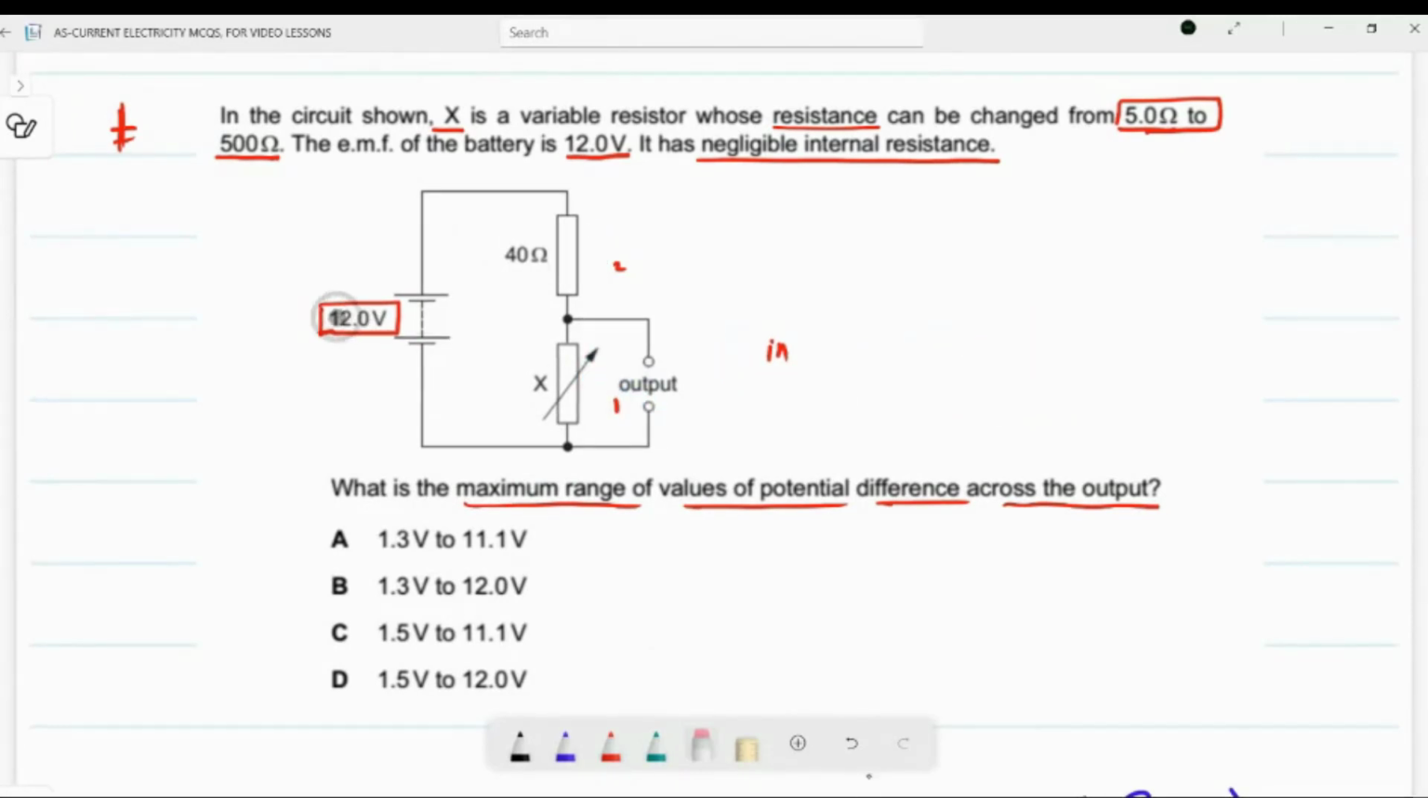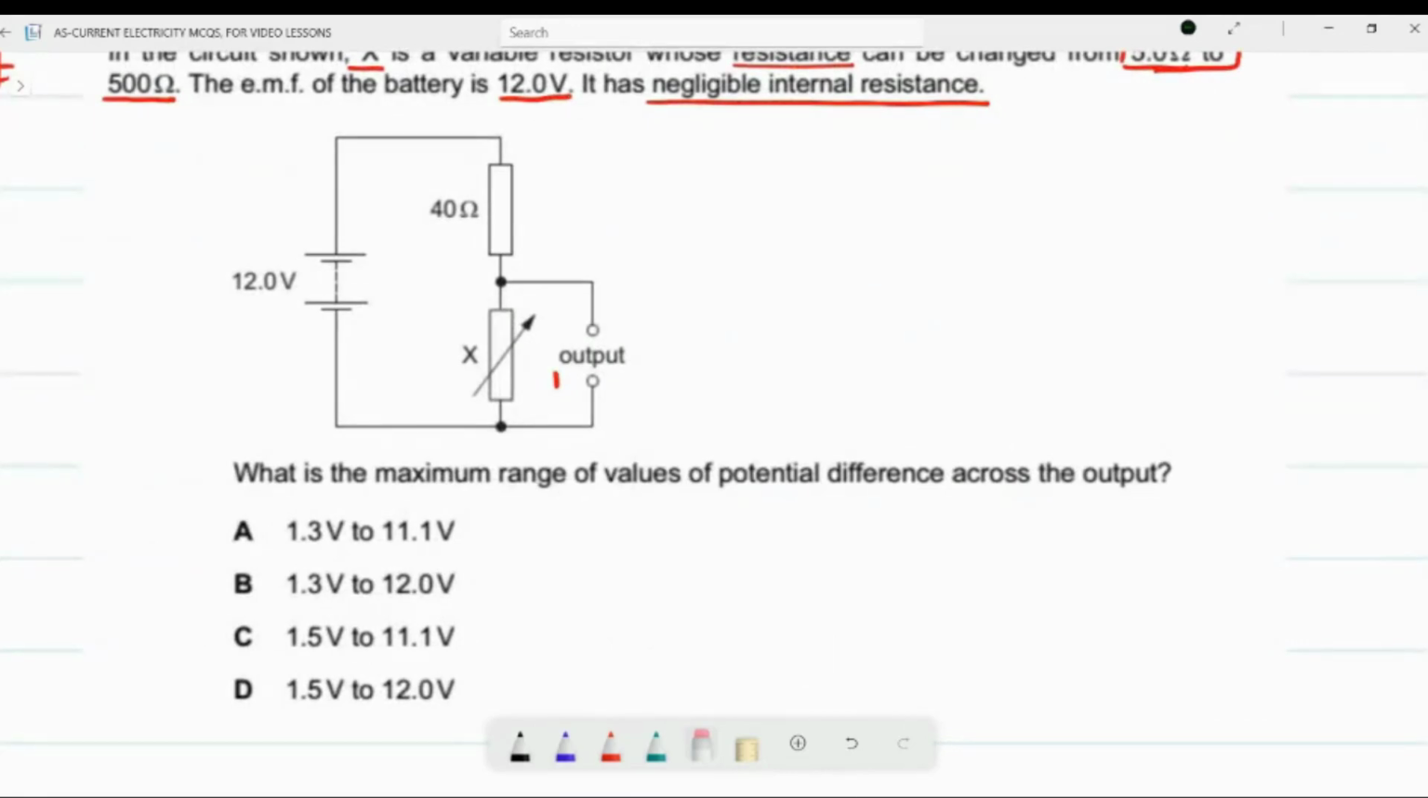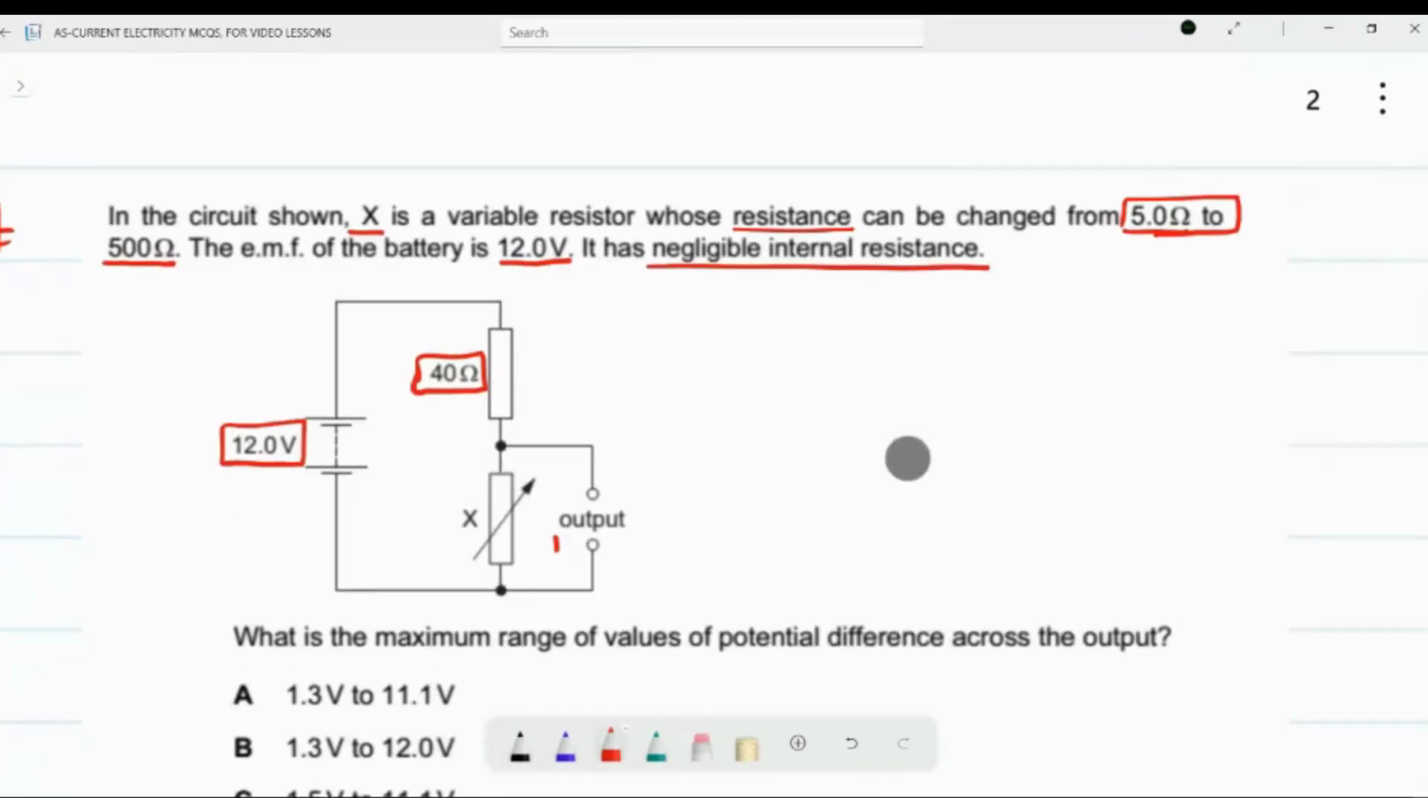Now the question is that there is a fixed resistor and a variable resistor given over there. The fixed resistor is 40 ohm, and it is connected with a battery of 12 volt and a variable resistor X. That resistor has a minimum value of 5 ohm and a maximum value of 500 ohm. It means the resistance varies from 5 to 500 ohm. That's it.